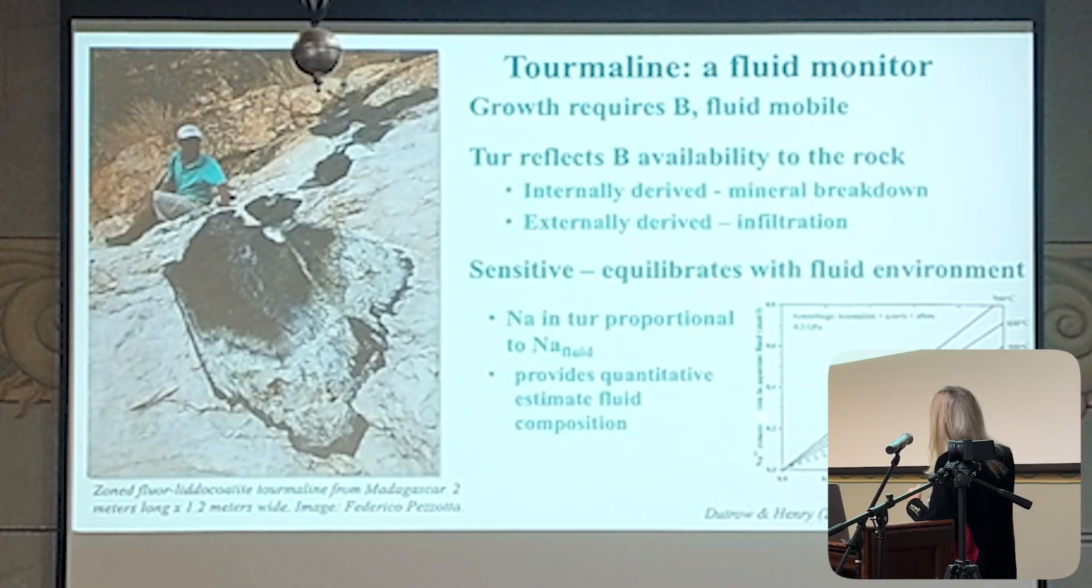The plot shown here is just one example where the sodium concentration in tourmaline is linearly related to the sodium concentration in the fluid phase. And this is the same for several other chemical elements. So this provides us a quantitative estimate of the fluid compositions.